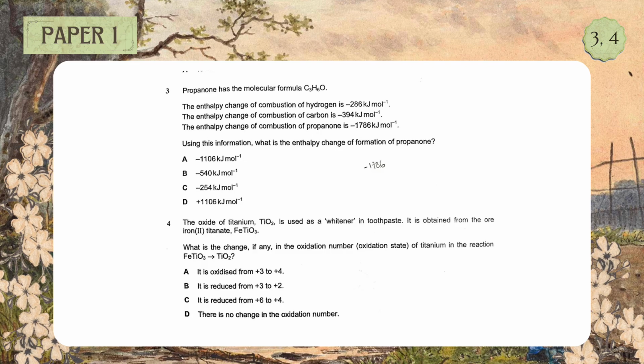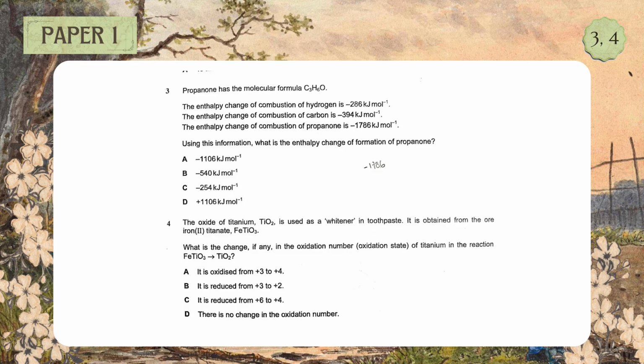2,040 kilojoules per mole. Now we subtract the combustion enthalpy of our product propanone, which is minus 1,786 kilojoules per mole, and we have the answer minus 254 kilojoules per mole. That lands us exactly on C.